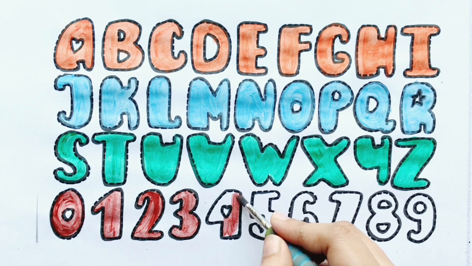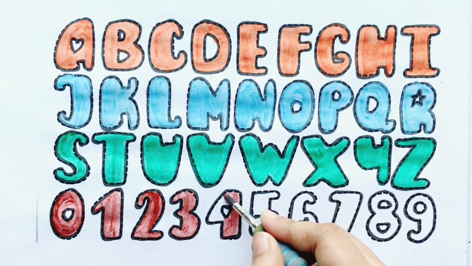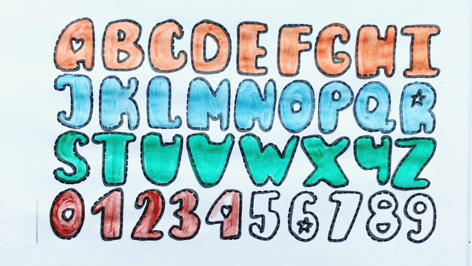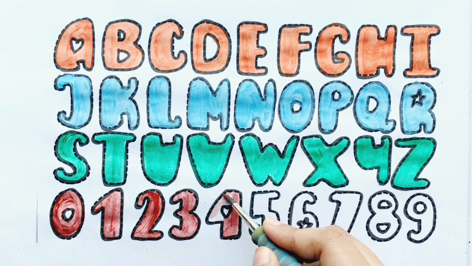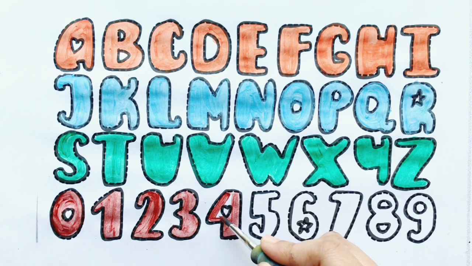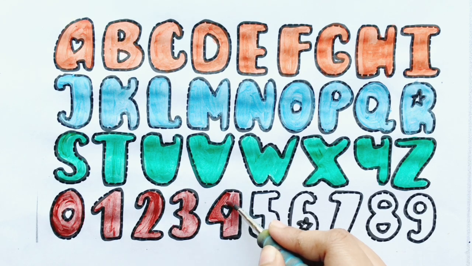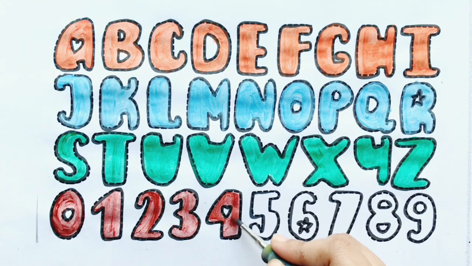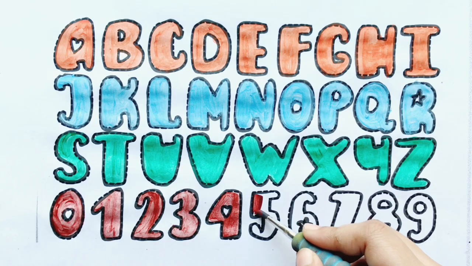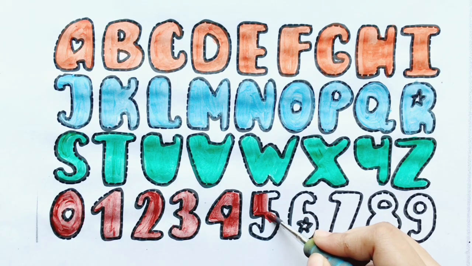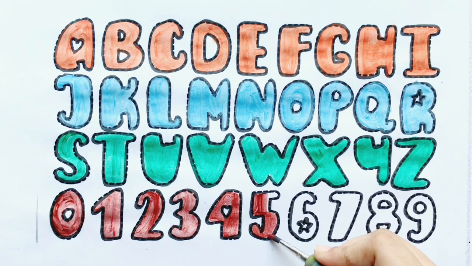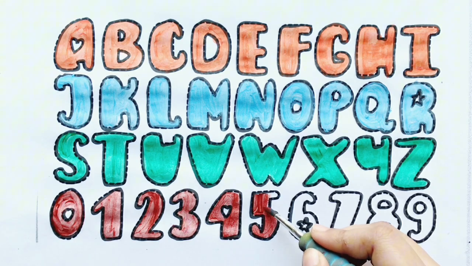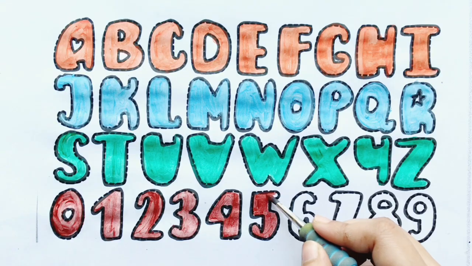Four. A, B, C, D, E, F, G, H, I, J, K, L, M, N, O, P, Q, R, S, T, U, V, W, X, Y, and Number 5. Now I know my ABCs. Next time, won't you sing with me?